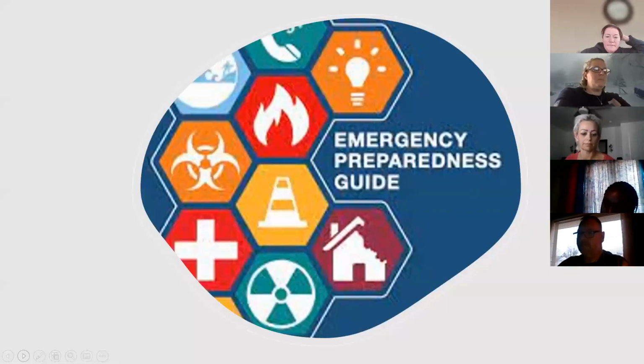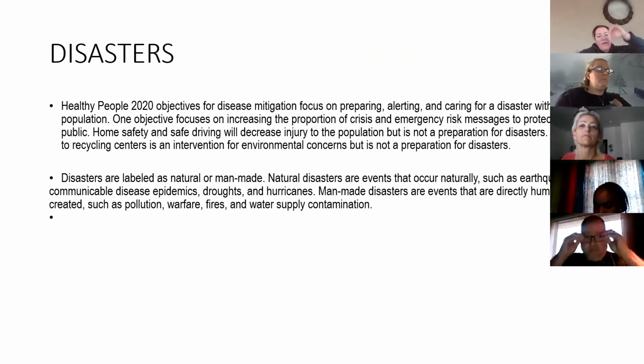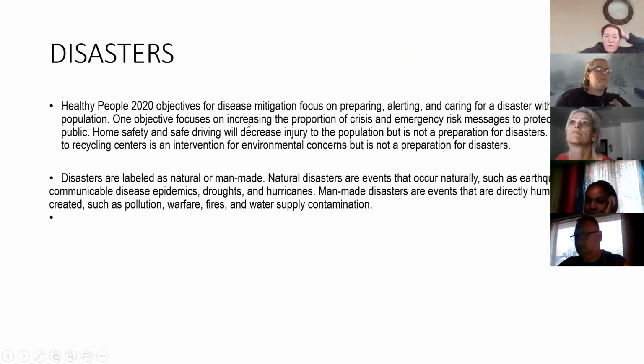Okay. And then we move along to disaster and emergency preparedness, right? So we know about this. I want you to know this objective. We are going to have the Healthy People 2020 objective for disease mitigation, which focuses on preparing, alerting, and caring for a disaster within a population.